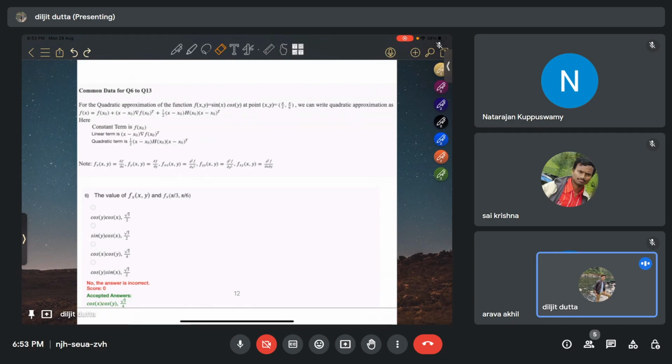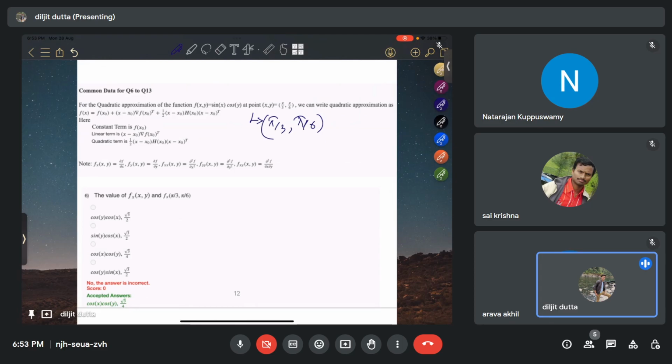So for a quadratic approximation of the function f of x y is equal to sine of x into cos of y at the point x y equal to pi by 3 and pi by 6, one point is given. The initial point is pi by 3 comma pi by 6. We can write the quadratic approximation as f of x equal to, as I have written before, f of x naught plus x minus x naught delta of f of x naught whole transpose and half of x minus x naught Hessian matrix of x naught into x minus x naught whole transpose.